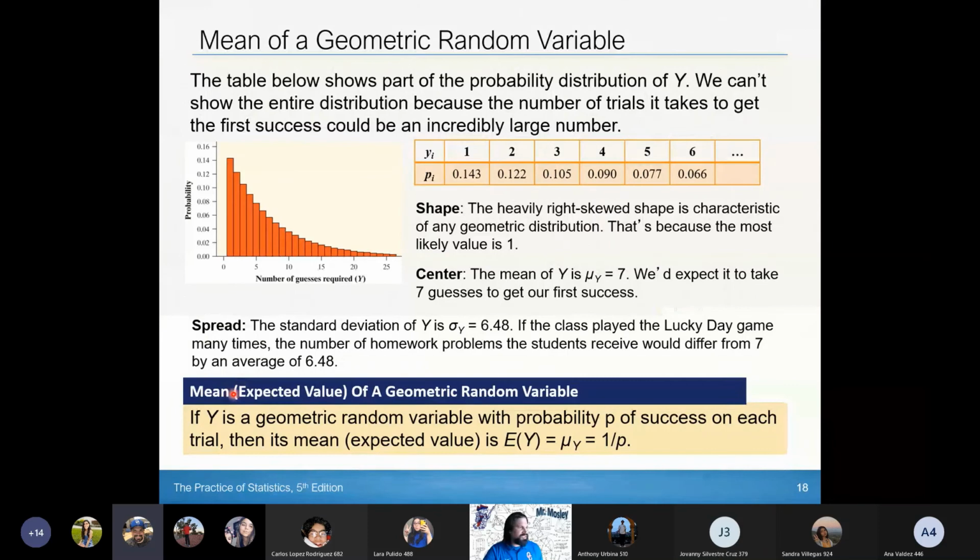Right, so we get the mean or expected value of a geometric random variable. If y is a geometric random variable with probability p of success on each trial, then its mean or expected value is 1 divided by p. Fairly straightforward. It's about as basic as it gets. 1 divided by the probability of success. In this situation, the probability of success is 1 over 7, or 1/7. 1 divided by 1/7 is 7.